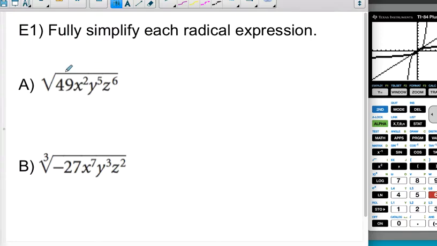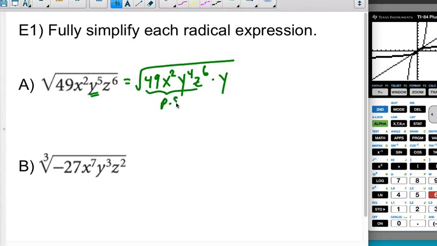Let's start by splitting this into some stuff that's perfect squares. I'm going to split the stuff in there into perfect squares. 49 is a perfect square. X squared is a perfect square. Y to the fourth is a perfect square. Z to the sixth is a perfect square. But you know who doesn't fit is that fifth y. That extra y is going to have to stay off to the side. So these are all perfect squares, and this is not a perfect square.